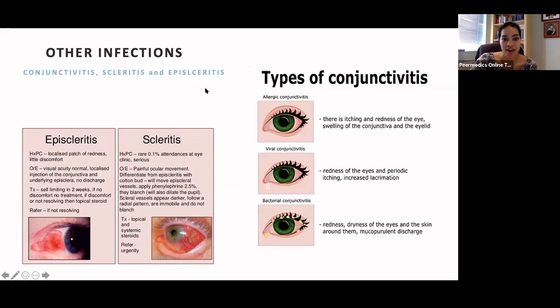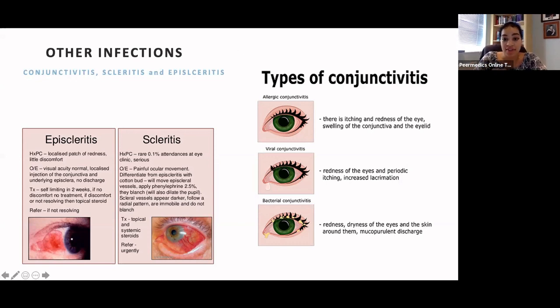So, other types of infections then. I won't touch on this too much because I'm sure you guys are pretty down with this. Conjunctivitis, there's three main types: allergic, viral, bacterial. Allergic is the one that's so annoying. It's really, really itchy, really red, and obviously comes and goes quite often. There'll be a history of atopy. They might have had exposure to an allergen, whether that's a pollen or a food they've eaten. But they won't have any lacrimation, and they shouldn't have any discharge either. It's just red and swollen.